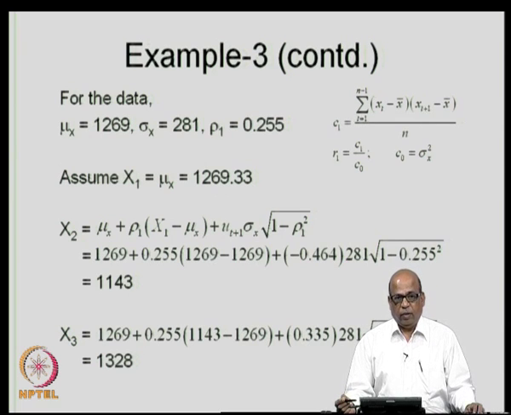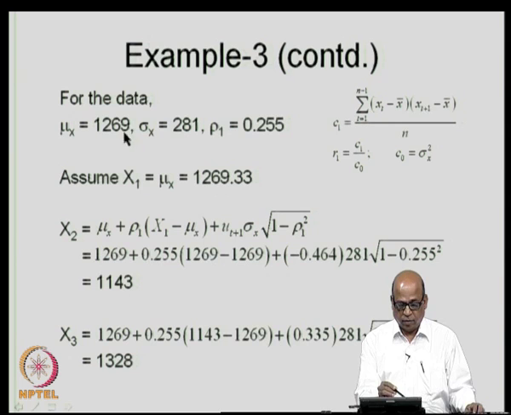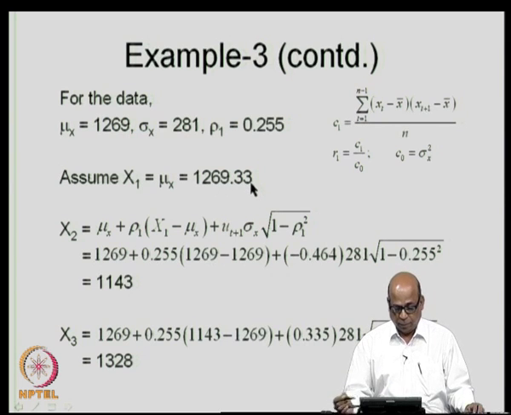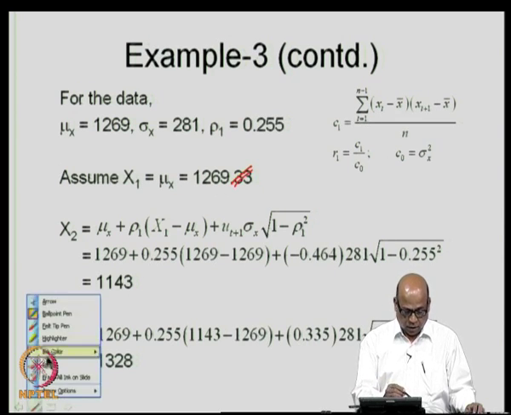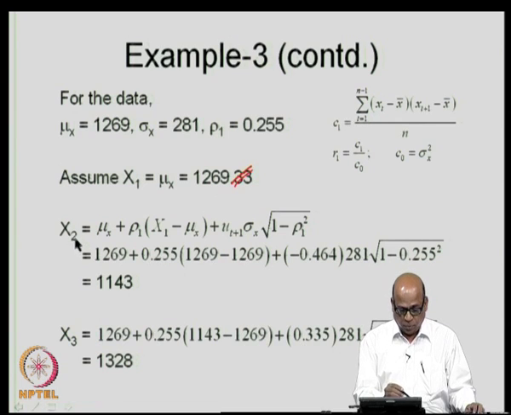So, to start the generation process, we first assume x 1, the first value, to be equal to the mean, which is actually 1269.33. Here it is written as 1269, but the actual value is 1269.33, or we will use this as 1269 itself. So, we will use it as 1269 and so x 2 is generated as mu x plus rho 1 into x 1 minus mu x plus u t plus 1, which is a standard normal deviate, sigma x root of 1 minus rho 1 square.